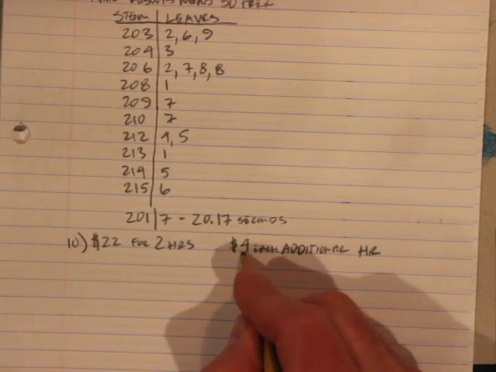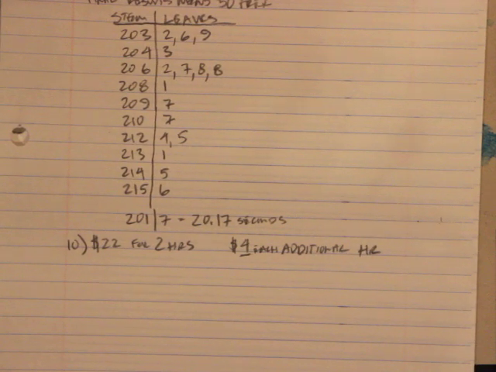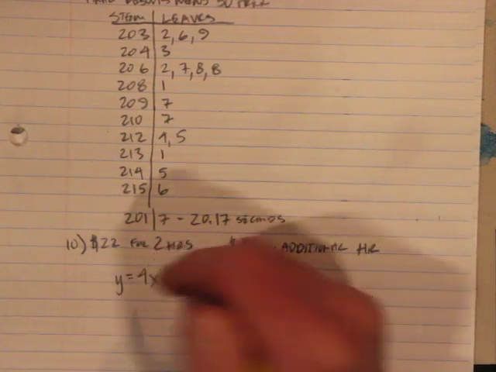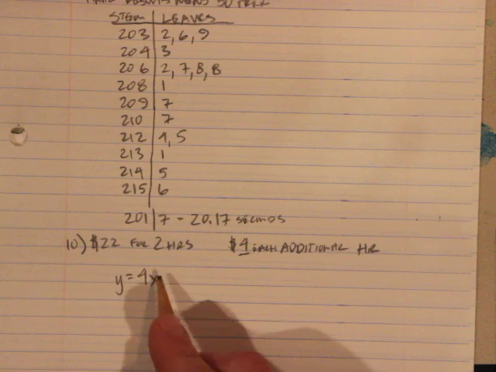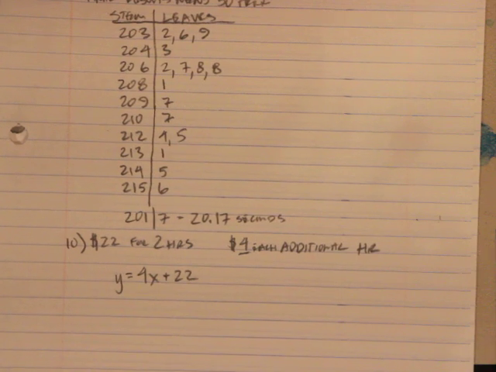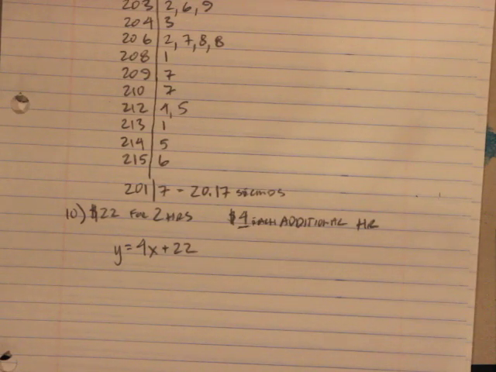So we've got $4 per hour for each additional hour. And so that is going to be our slope. So if I were to say y equals 4x, where x is the number of hours, plus 22. Now that's the equation that the book gives you here. The cost of parking at a concert is $22 for the first 2 hours and $4 for each additional hour.